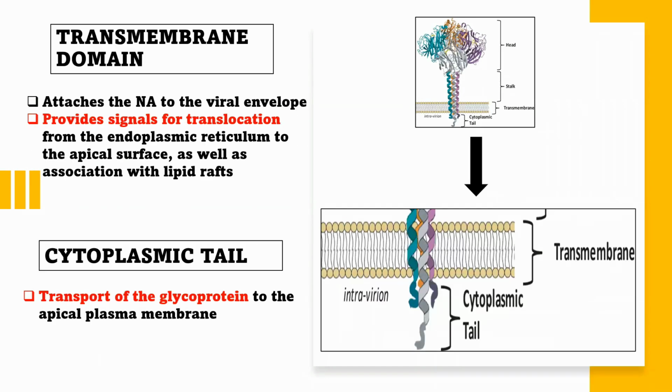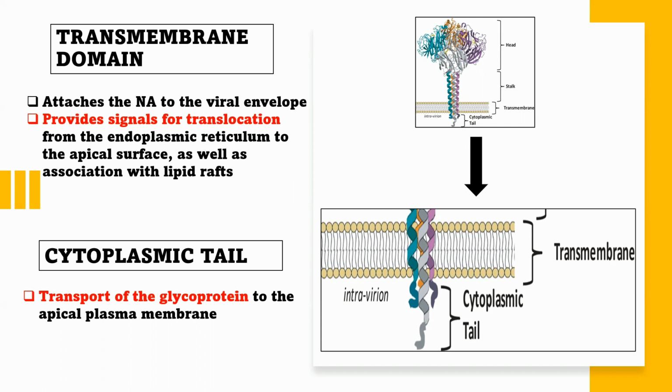Next is the transmembrane domain, where the N-terminal hydrophobic transmembrane domain attaches the NA to the viral envelope. This attachment provides the signal for translocation from the endoplasmic reticulum to the apical surface, as well as the association with the lipid raft. Actually, both the cytoplasmic tail domain and the transmembrane domain contribute to the transport of the glycoprotein to the apical plasma membrane.